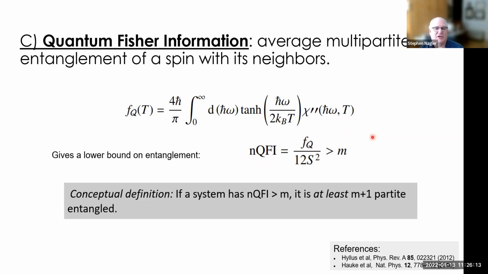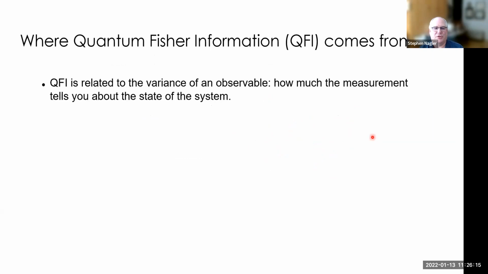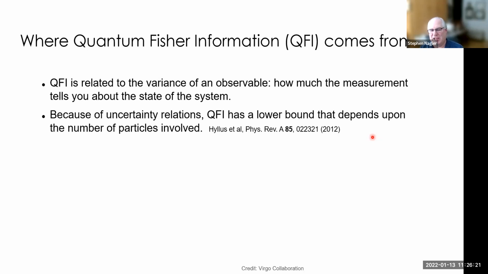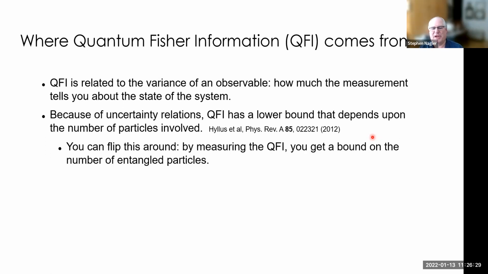Okay. So basically this comes from the variance of the observable quantity, right? And I guess you can read up in these papers the fact that it actually has a lower bound depending on the number of particles involved, which can be inverted.